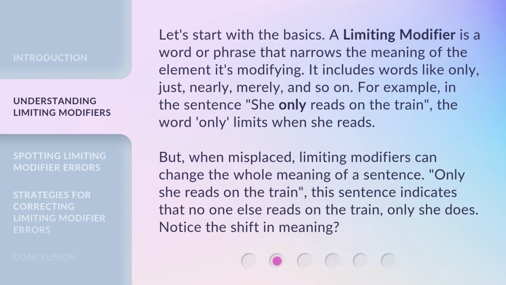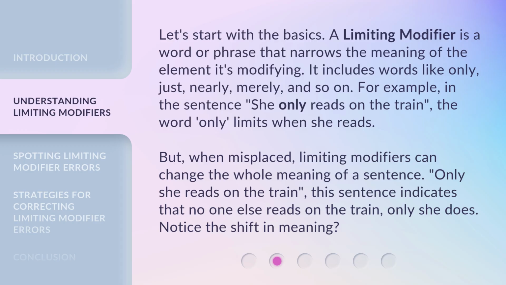Let's start with the basics. A limiting modifier is a word or phrase that narrows the meaning of the element it's modifying. It includes words like only, just, nearly, merely, and so on. For example, in the sentence, "She only reads on the train," the word only limits when she reads.